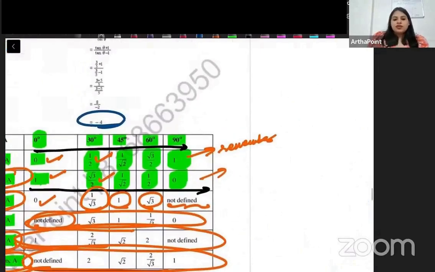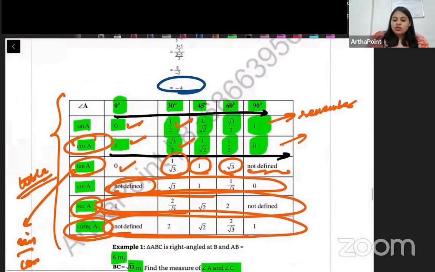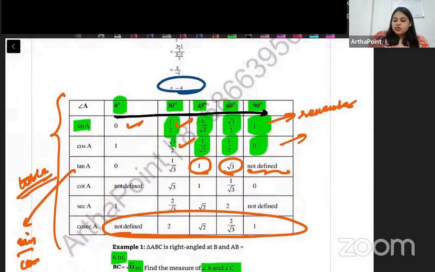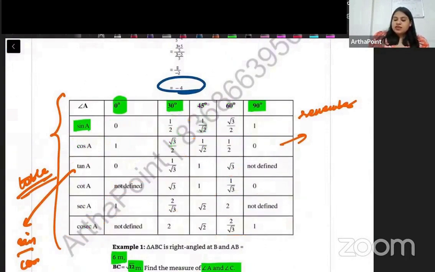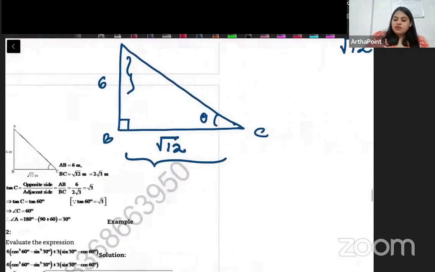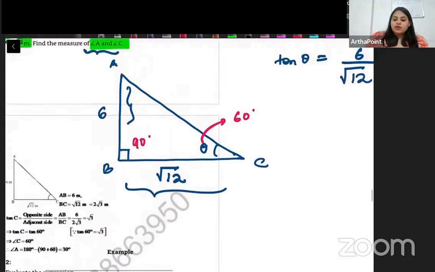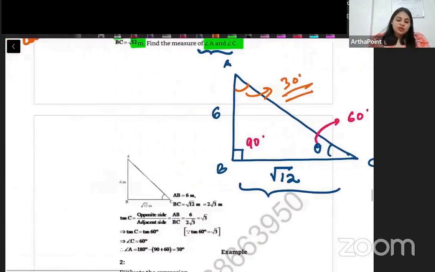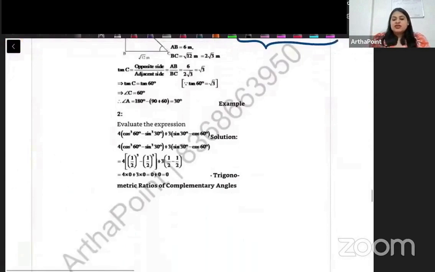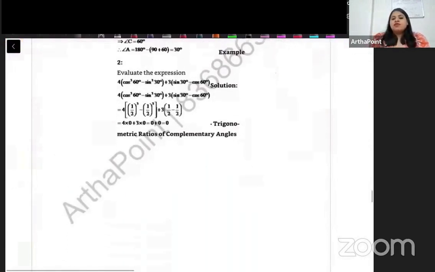If I go back to this table, when is tan √3? Tan is √3 at 60 degree. That means this angle will be 60 degree. This is 90 degree. So beta, what will be this angle? Sum has to be 180. So this will be 30 degree. That's the answer to this question. We have been able to find all that.